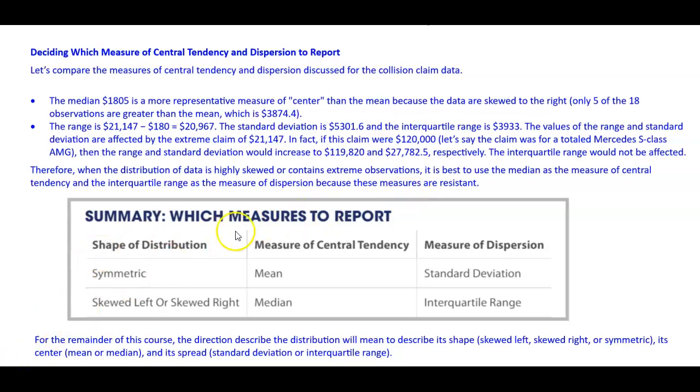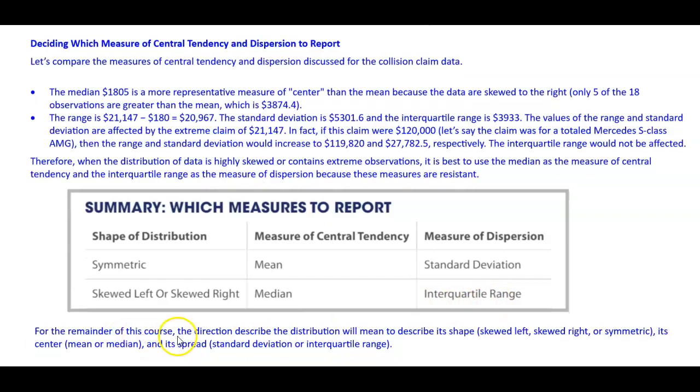So here is a summary of which measures to report. When we talk about the shape of the distribution, if it's symmetric, the measure of central tendency we're going to use is the mean, and the measure of dispersion is going to be the standard deviation. If the shape of the distribution is skewed left or skewed right, the measure of central tendency is going to be the median, and the measure of dispersion is going to be the interquartile range.